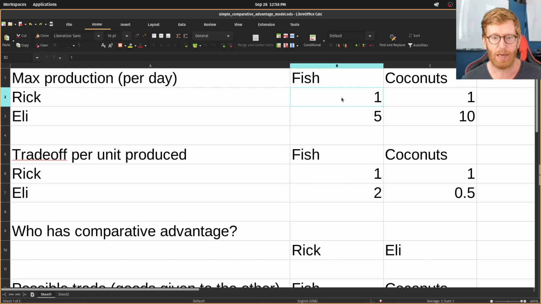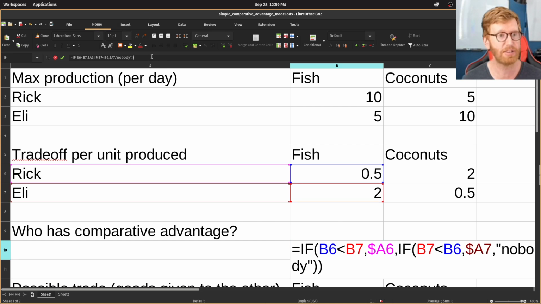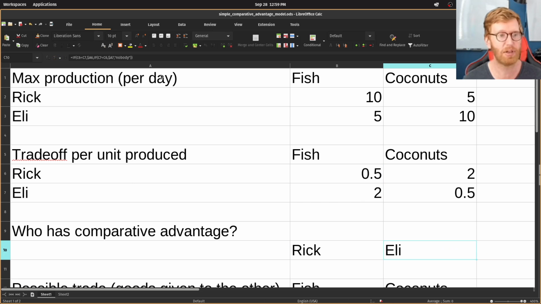So let's switch that back to 10 and 5. Use our original numbers. And so we see I have the lower cost for fish. What's going on here is that we're calculating that since my cost is lower than Eli's cost, I have the comparative advantage and not Eli. Otherwise, it would be Eli.